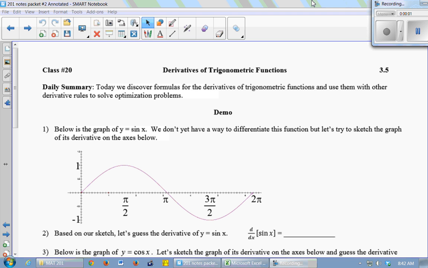Okay, so today we're going to discover formulas for the derivatives of trig functions. And we're going to use them with other derivative rules that we already know, like the chain rule and the product rule and the quotient rule, to solve optimization problems.